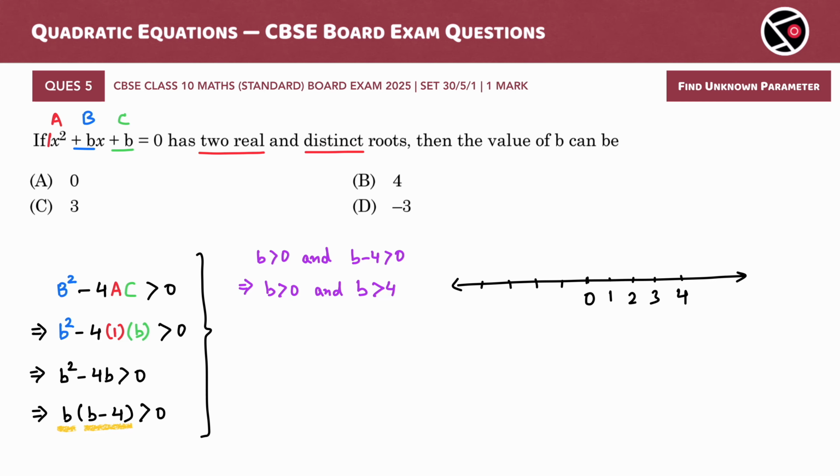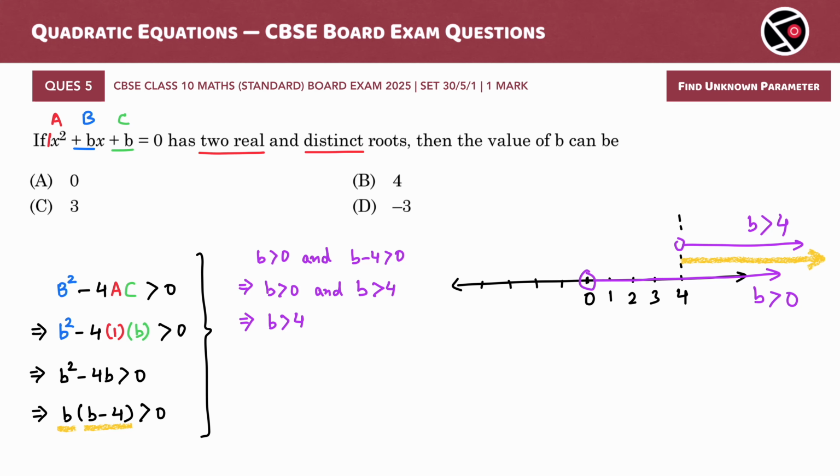First, we plot b greater than 0. Notice the small open circle at 0. It means 0 is not included. Next, let's plot b greater than 4. Again, the open circle at 4 shows that 4 is excluded. The two plots overlap only in this region, where b is greater than 4. So, b greater than 4 is the solution for the first case.